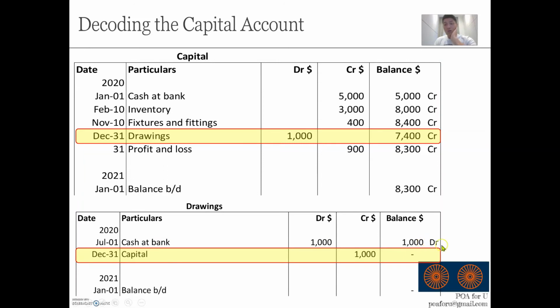Now, at the end of the period, you want to close drawings into the capital account so that you present capital as just one line in the statement of financial position.